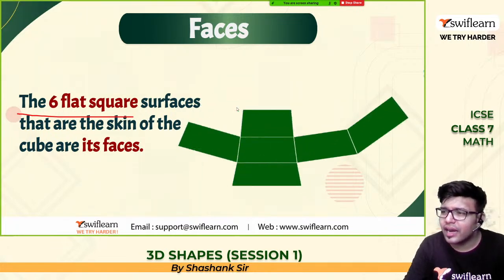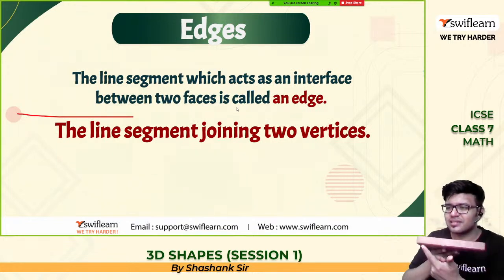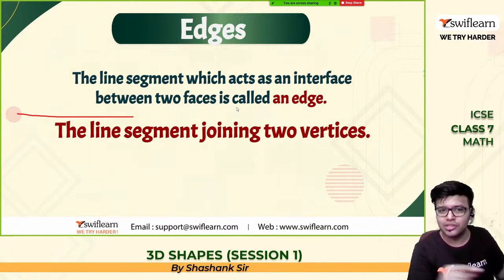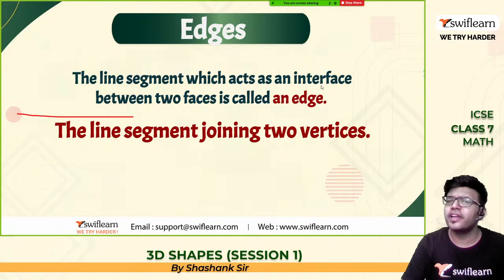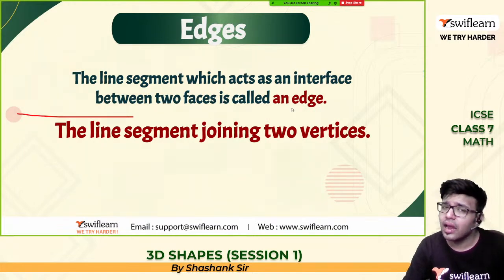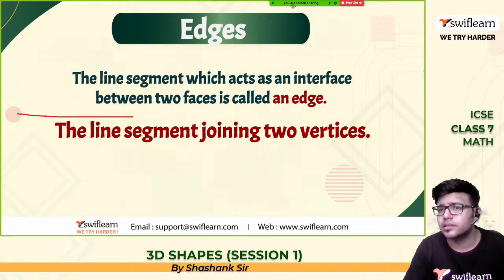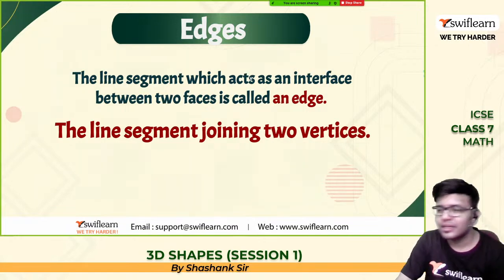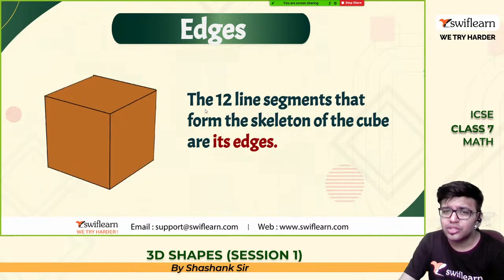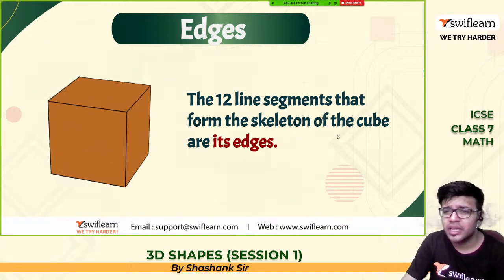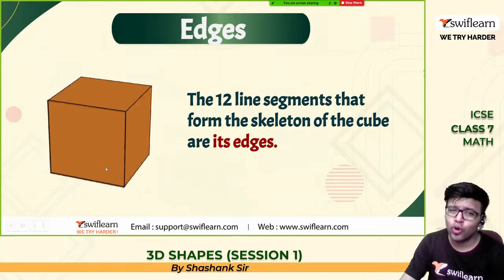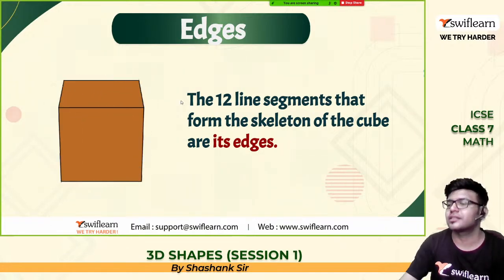Now the next thing, edges. Can you see these lines? These lines are called edges. The line segment which acts as an interface between two faces is called an edge. The line segment joining two vertices is called an edge. The 12 line segments that form the skeleton of the cube are called edges. ये देखो, ये जो lines हैं, 1, 2, 3, 4 at the top, 5, 6, 7, 8 at the bottom, and 4 vertical lines, total 12 edges.